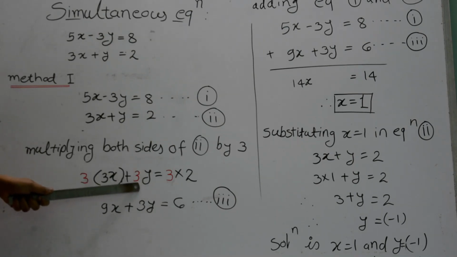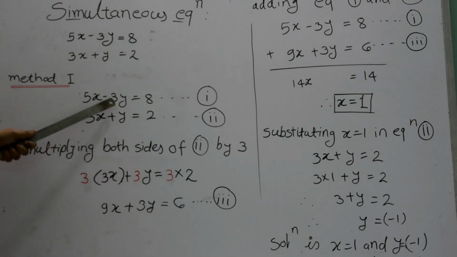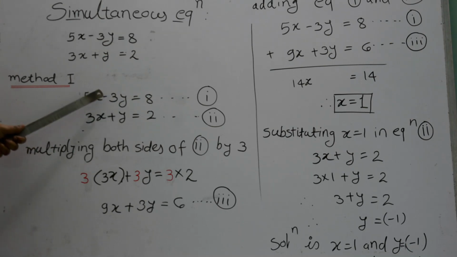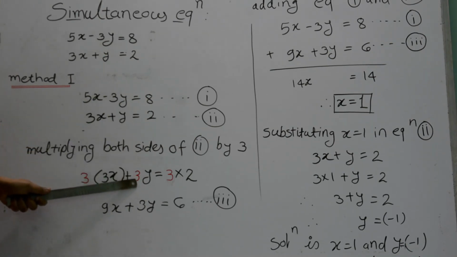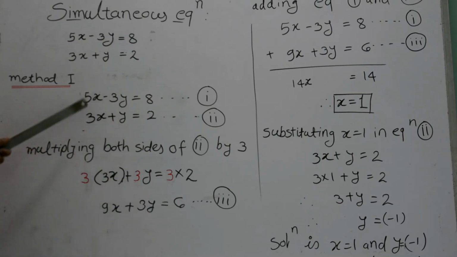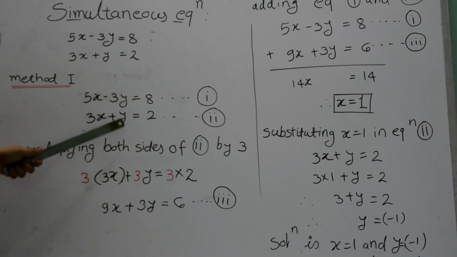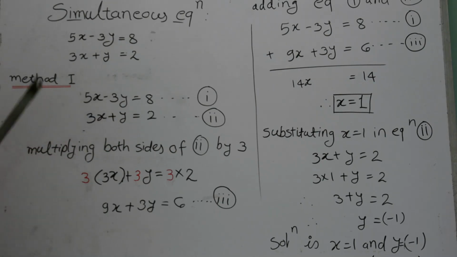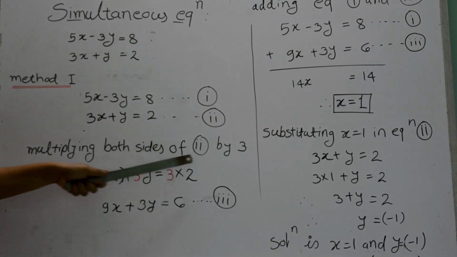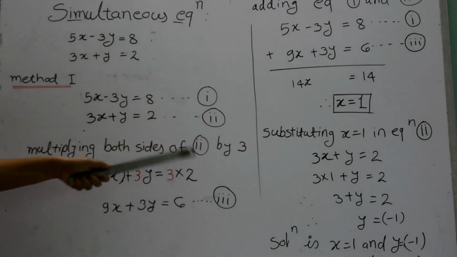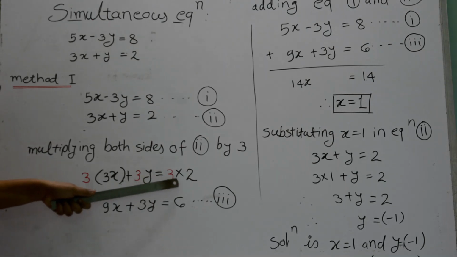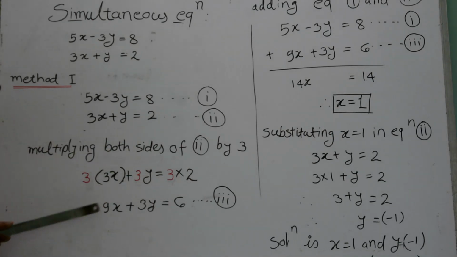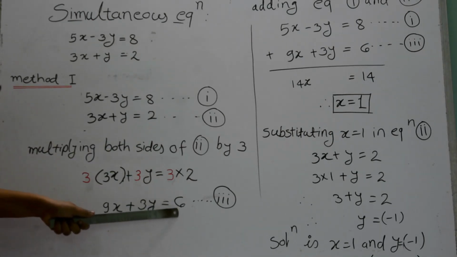When I get 3y here, this 3y and minus 3y, when I add this equation and this equation, this minus 3y and 3y get cancelled, so that I will get the value of x only, as this y variable is going to get cancelled. So what is my next step? Multiply both sides of equation 2 by 3. What will I get? 3 into 3x plus 3y equal to 3 into 2. That is 9x plus 3y equal to 6.